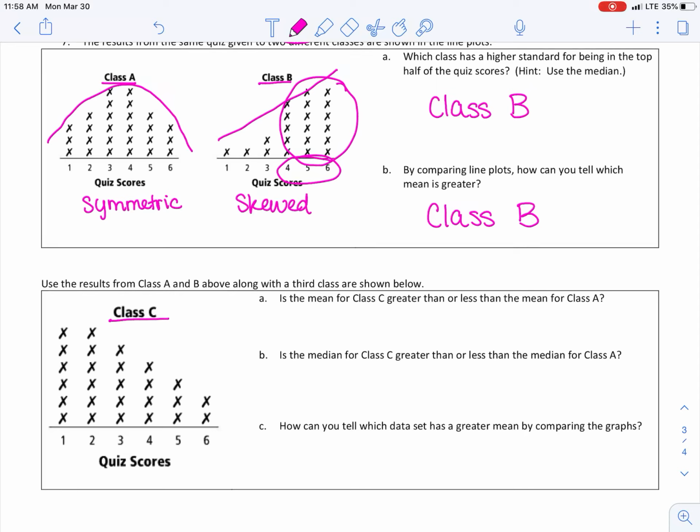In this case, again, just looking at the shape of our graph, we slowly decrease. So again, we're going to have a skewed graph here. But in this case, we're skewed to the left, which means we have more lower scores in this class. So our mean is actually going to be less than class A.